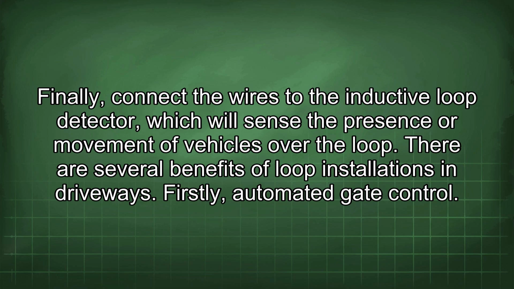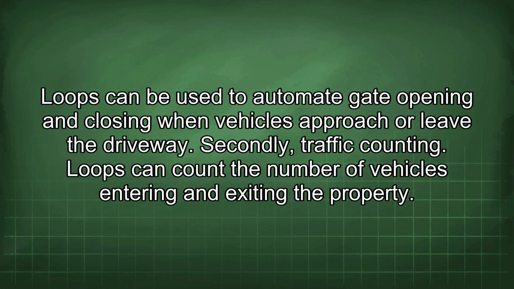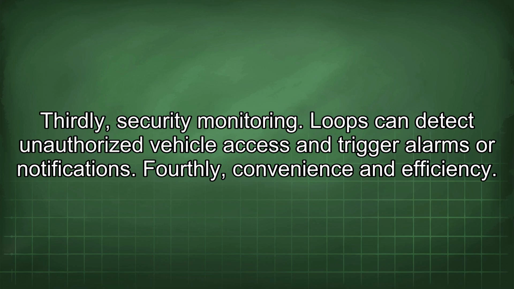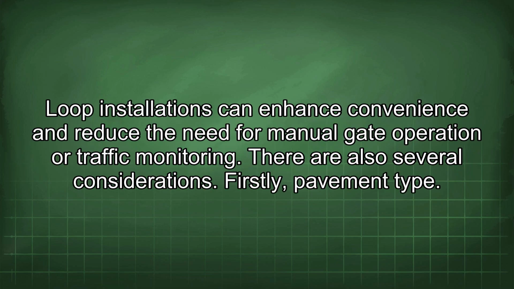Firstly, automated gate control. Loops can be used to automate gate opening and closing when vehicles approach or leave the driveway. Secondly, traffic counting. Loops can count the number of vehicles entering and exiting the property. Thirdly, security monitoring. Loops can detect unauthorized vehicle access and trigger alarms or notifications. Fourthly, convenience and efficiency. Loop installations can enhance convenience and reduce the need for manual gate operation or traffic monitoring.